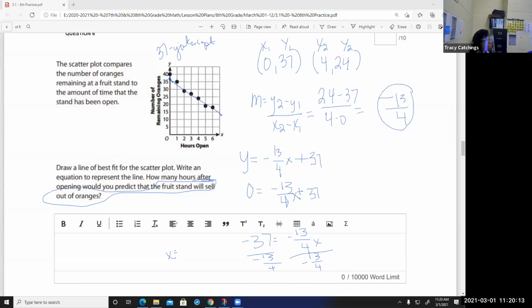What you got? Okay, so if you divide 13/4, that's what? 3 1/4? 3.25? All right, so now take negative 37 and divide it by negative 3.25. 11. All right, so it'll take about 11 hours to sell out of oranges.